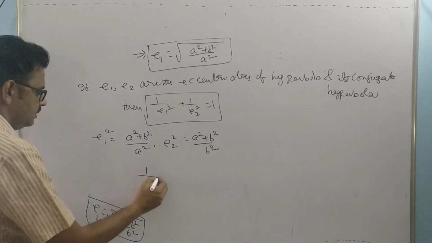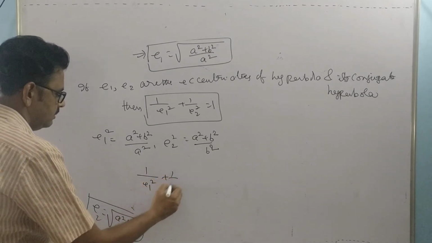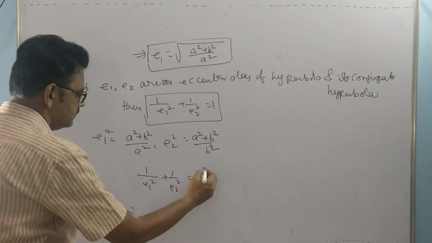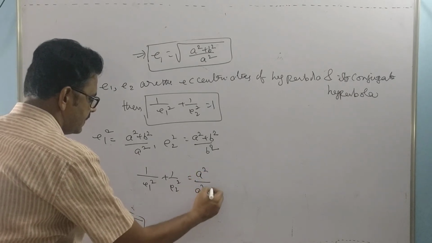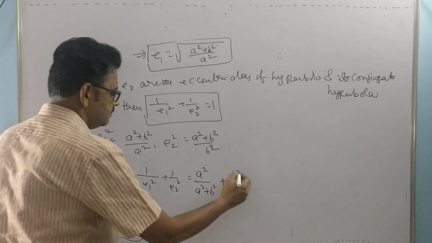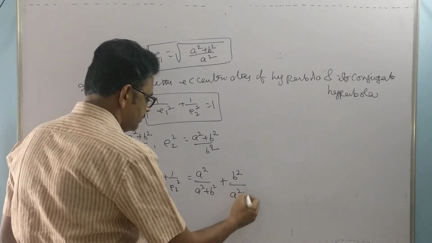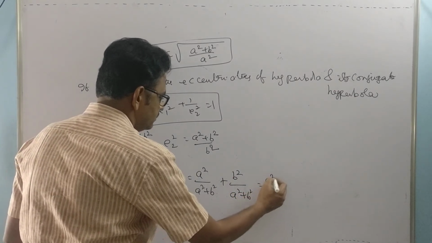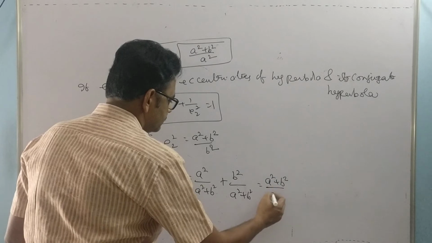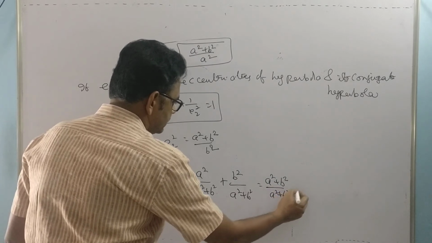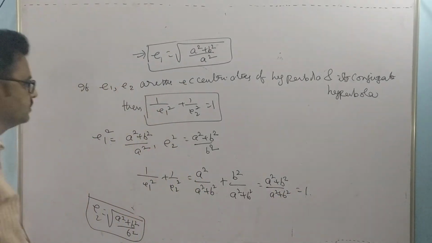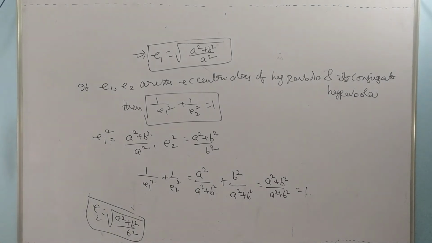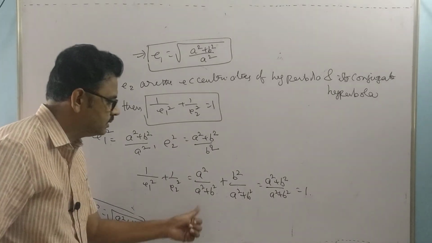Now if you take 1 by e1 square plus 1 by e2 square, it equals a square by a square plus b square plus b square by a square plus b square, that is equal to a square plus b square by a square plus b square, that is 1. So if e1, e2 are eccentricities of hyperbola and its conjugate hyperbola, then 1 by e1 square plus 1 by e2 square is equal to 1.